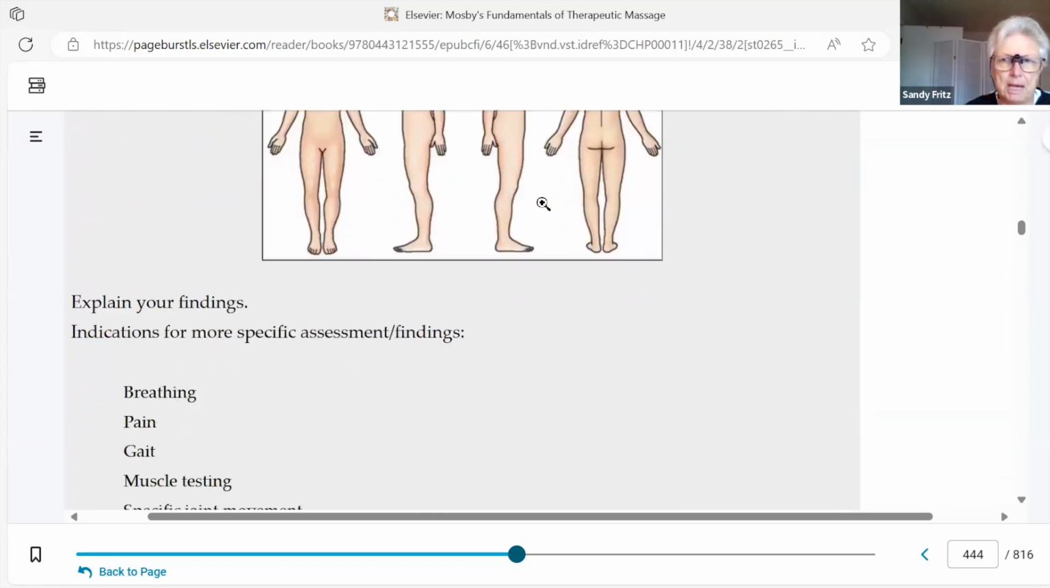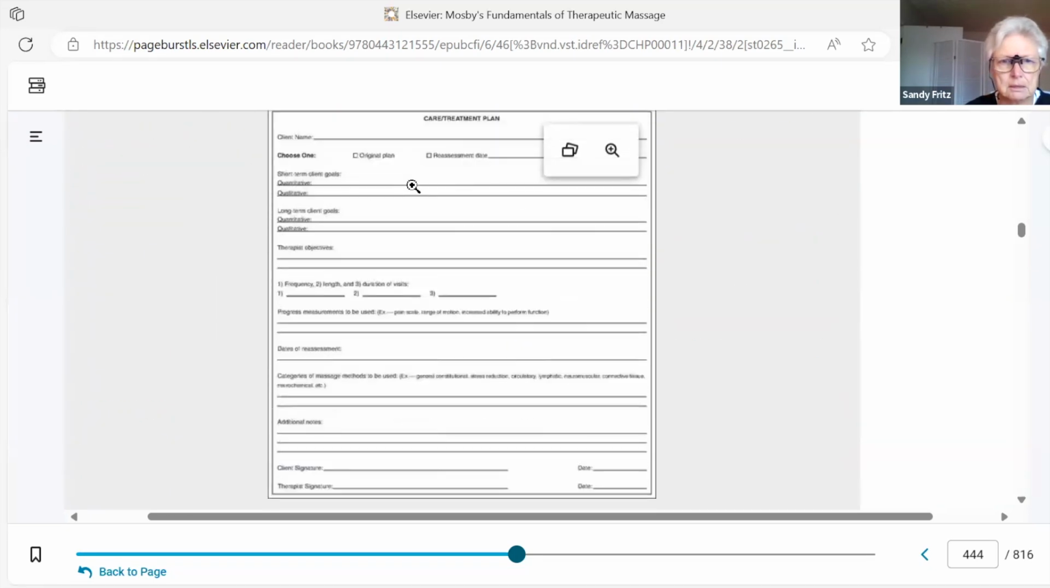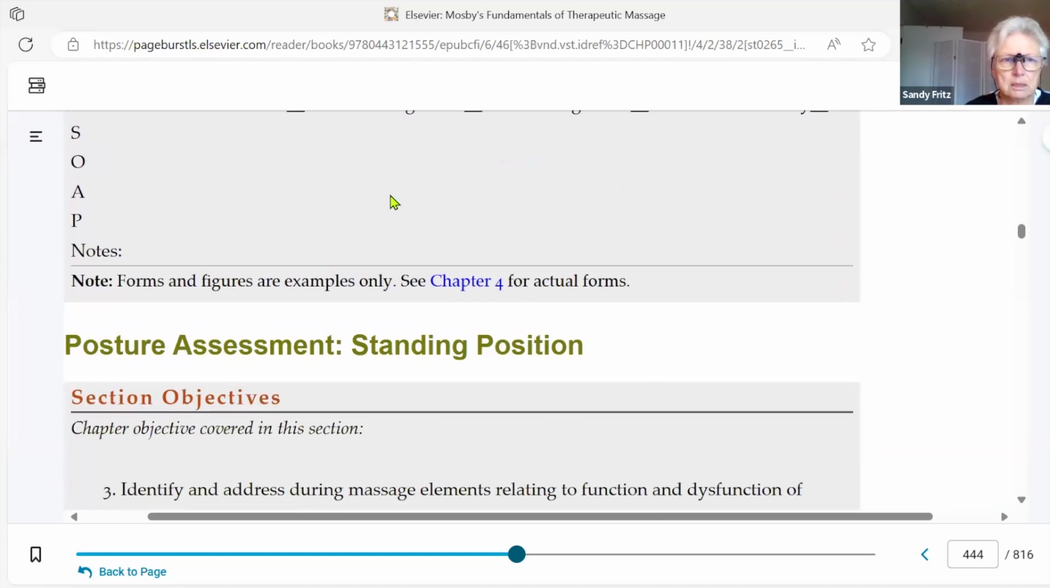I love this box. This is a very important box. Okay. This is a good box.